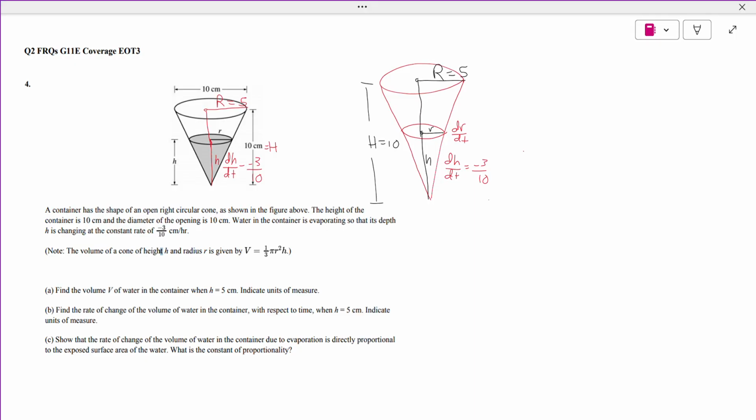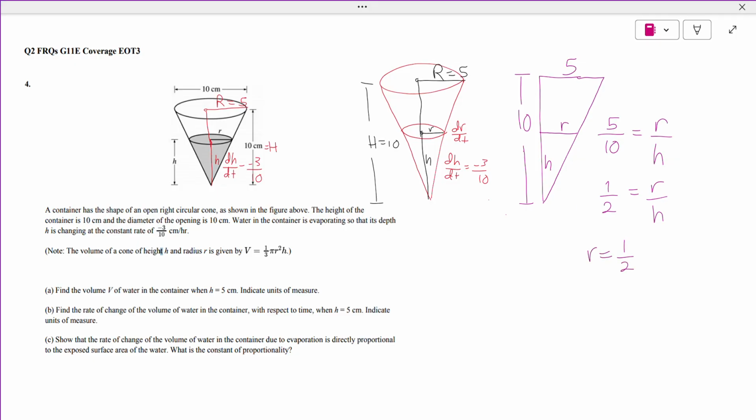Now, I haven't started with part A yet, right? So here I can see two similar triangles. If I just sketch this graph here, I have here 5, here I have R. Here I have H, and here I have what? 10. I can set a proportion now, like 5/10 equals R over H. I can isolate R, right? So 5/10 can be written as 1/2 equals R over H. Yani, we can say that R equals 1/2 times h. The height is half, the radius is half of the height.